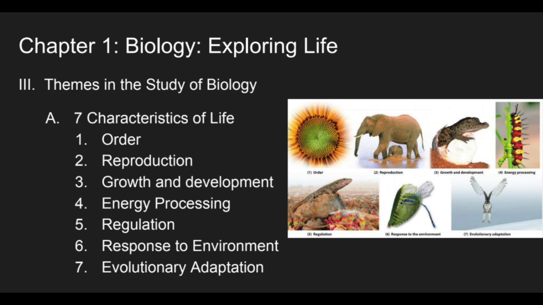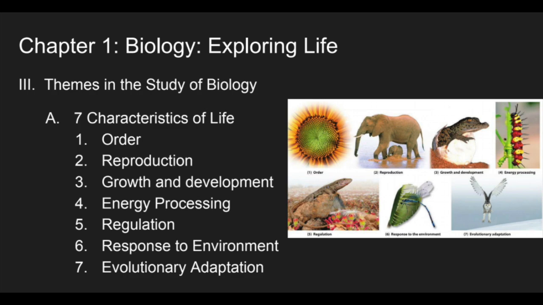Our sixth characteristic is response to the environment. So all organisms respond to environmental stimuli. A really classic example is the Venus flytrap, because when it senses a fly coming by, for example, it'll close its trap rapidly in response to the fly, which would be the stimulus. So the stimulus is really whatever's going to trigger that response.